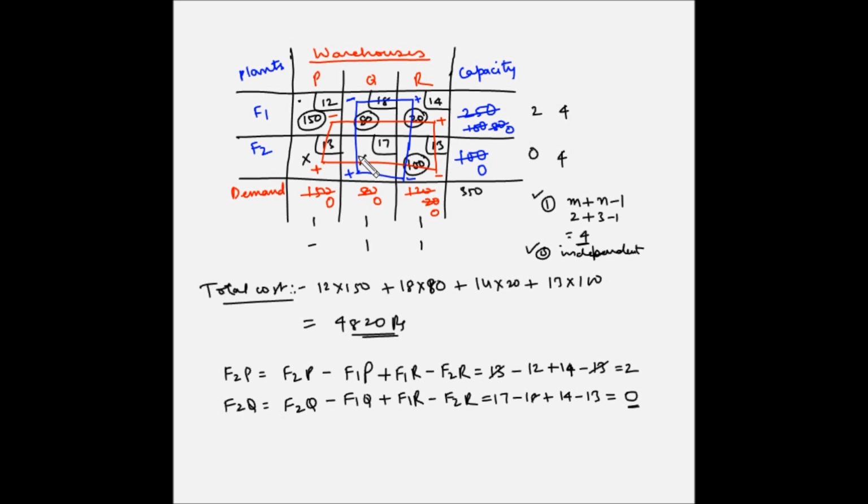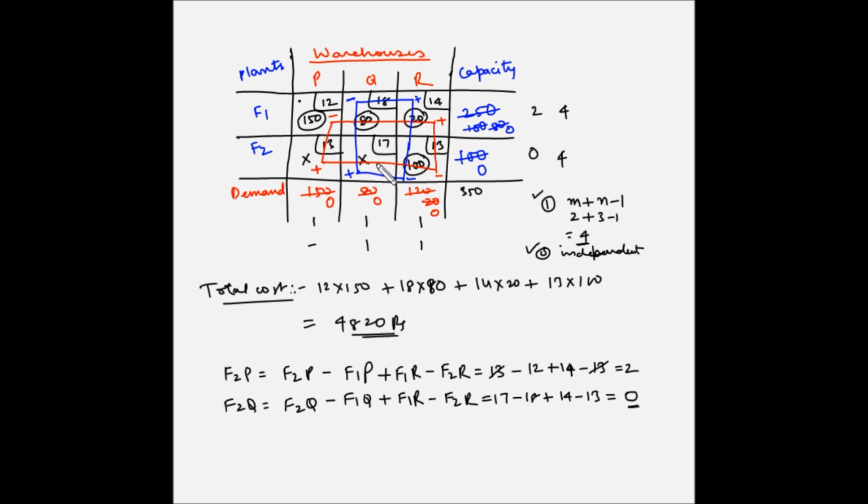So we'll take the closed path F2Q, F1Q, F1R and F2R. And on this closed path, what we'll try to do is add allocations to this square F2Q. In order to do that, we have to subtract the maximum possible units from each negative sign square and add into each positive sign square on the closed path. The maximum we can subtract from the negative sign squares is 80, because if we subtract more, then this value becomes negative, and that is not possible. So we have to subtract 80 and we have to add 80 to the other squares.